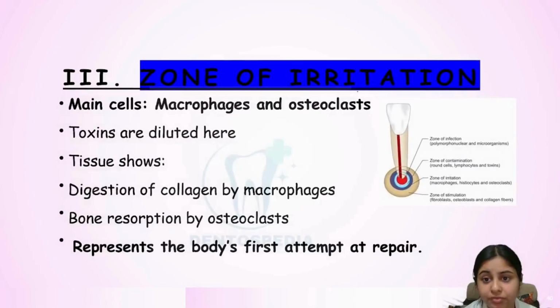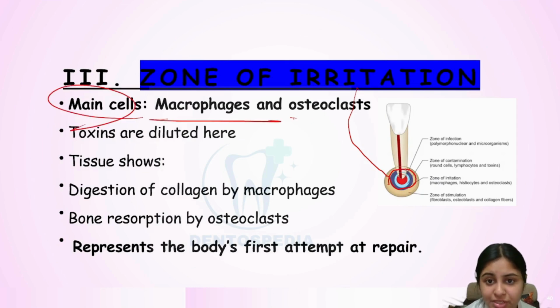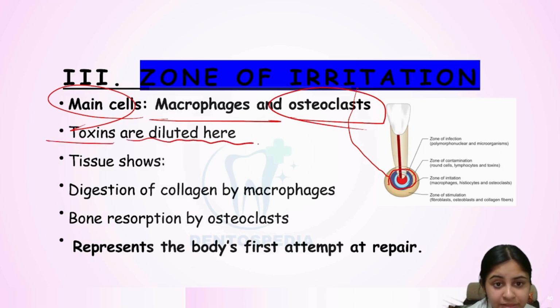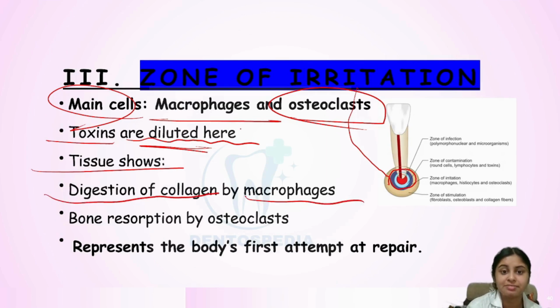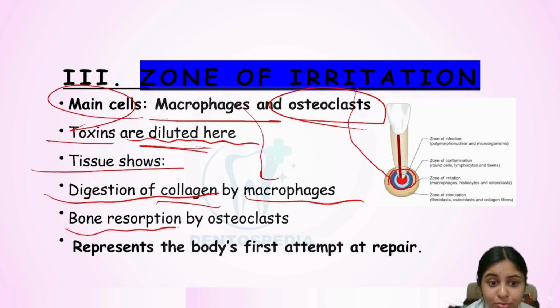So third is the zone of irritation. Here the main cells present are the macrophages and osteoclasts. The toxins are still present, but in a diluted form. The tissue shows digestion of the collagen by these macrophages, and also bone resorption. The bone which is already dead is resorbed by these osteoclasts.